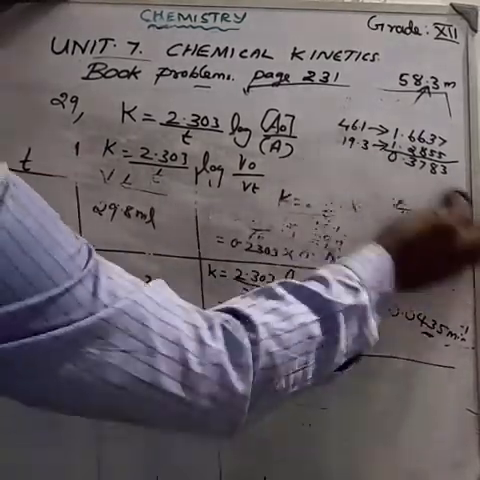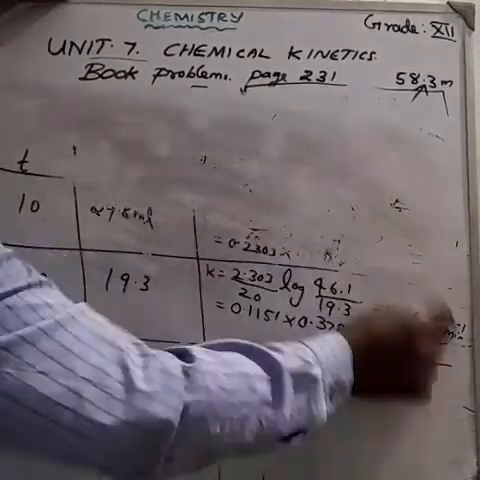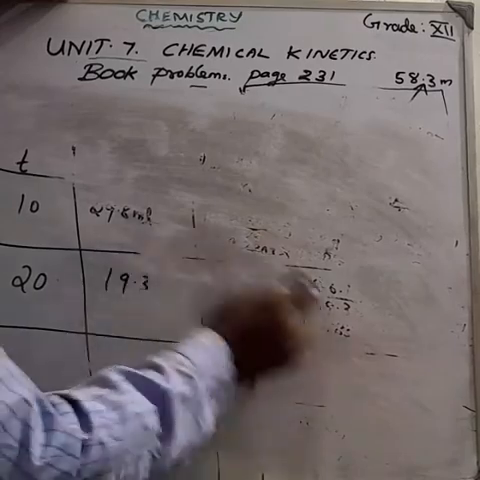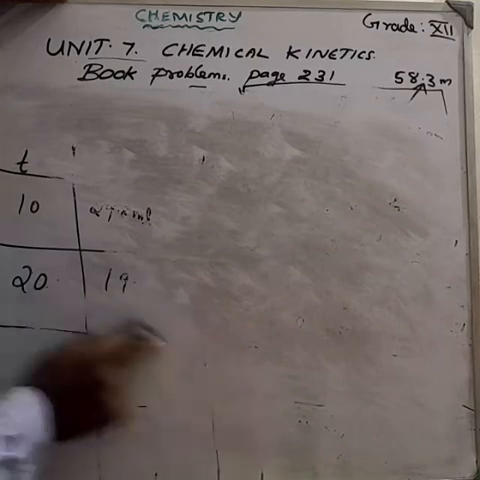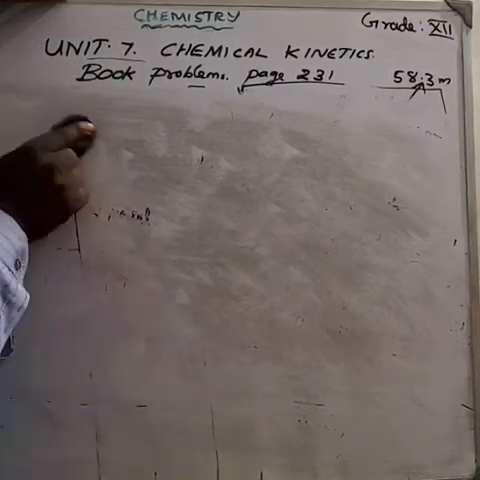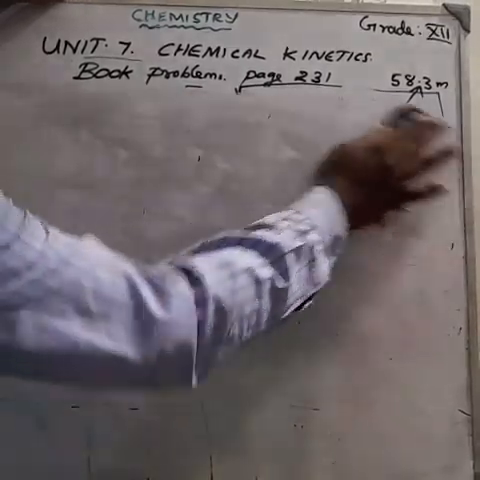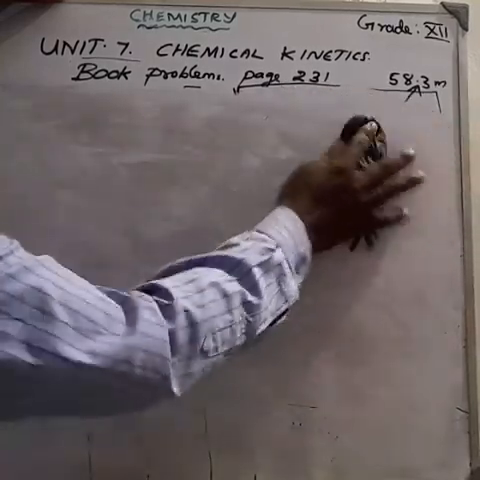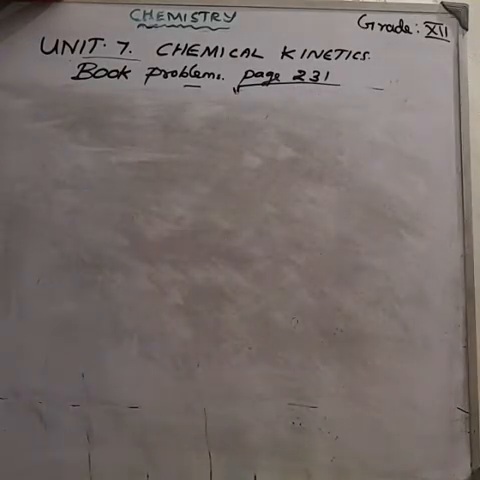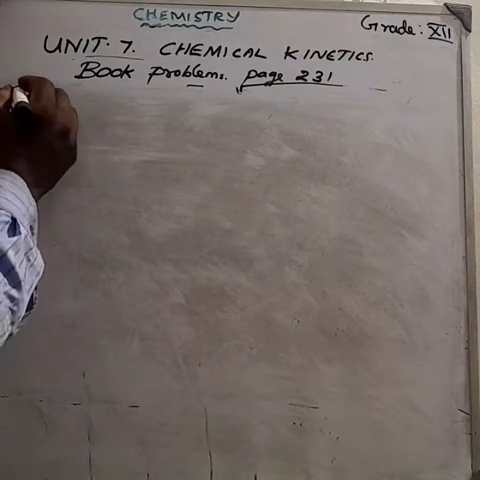Next one, question number 30. The first order reaction is 40% complete in 50 minutes. Calculate the value of the rate constant. In what time will the reaction be 80% complete? That's the question. The same formula we are applying here. First order reaction, all of you know that one. K is equal to 2.303 divided by T log A naught divided by A.